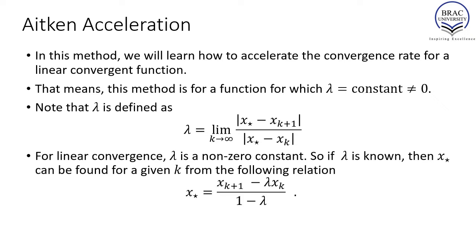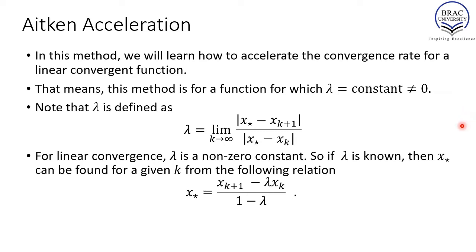So what we do is, if we know lambda for some convergent function, then we can solve for the root, or x star, in terms of lambda, which is given by this equation here: x star equals (x_{k+1} minus lambda x_k) divided by (1 minus lambda).